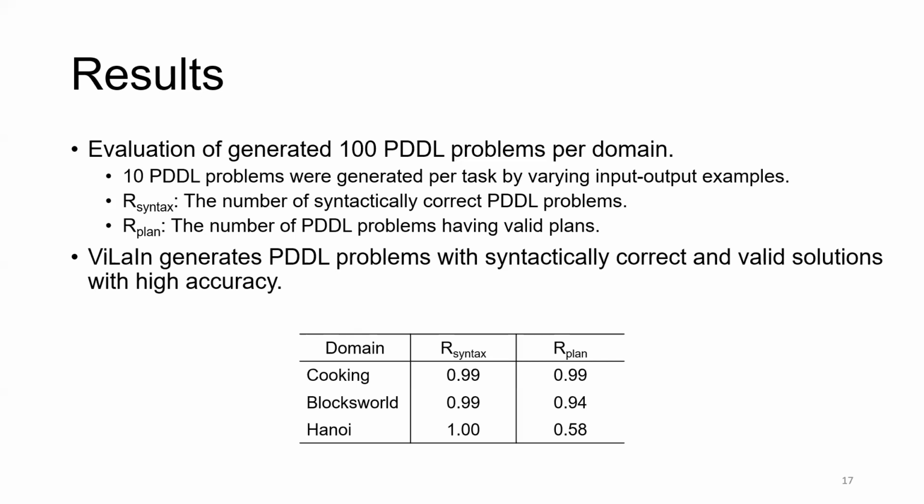We introduced new metrics: Syntax, for evaluating syntactic correctness of the problems, and Plan, for evaluating whether the problems have valid plans. The results show that ViLaIn successfully generates syntactically correct problems with 99% accuracy, and those having valid plans with more than 58% accuracy.